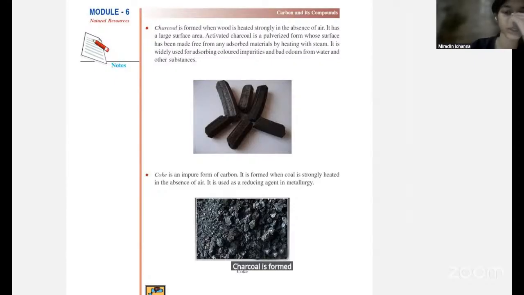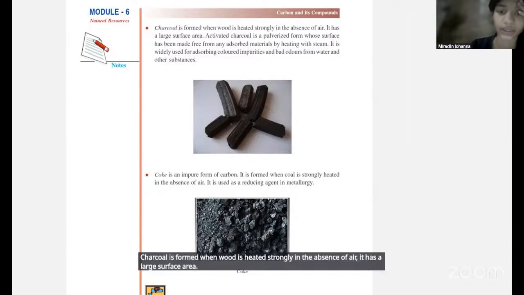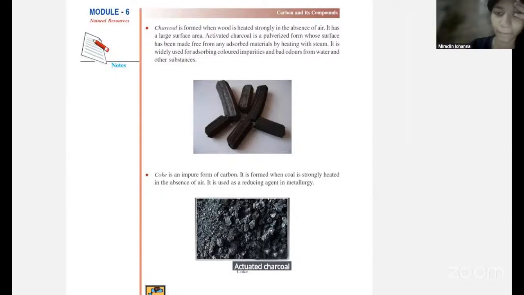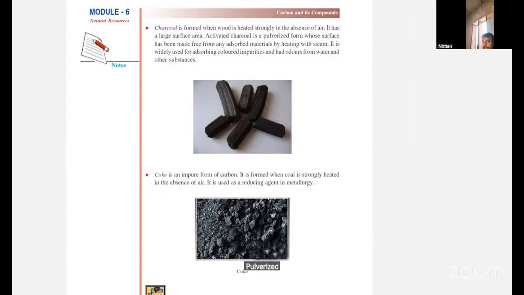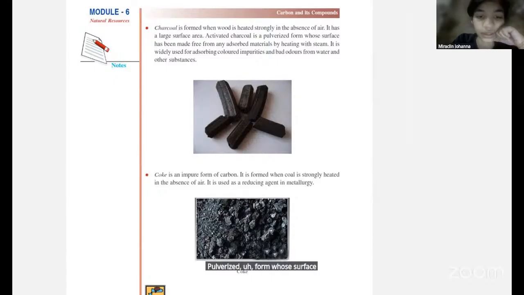Charcoal is formed when wood is heated strongly in the absence of air. It has a large surface area. Activated charcoal is a pulverized form whose surface has been made free from any adsorbed materials by heating with steam. It is widely used for absorbing colored impurities and bad odors from water and other substances.